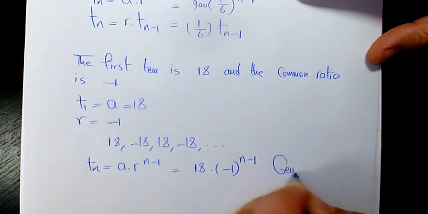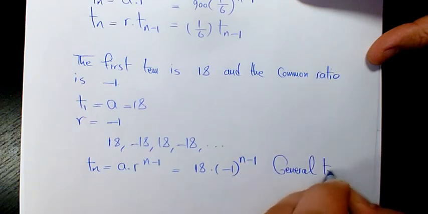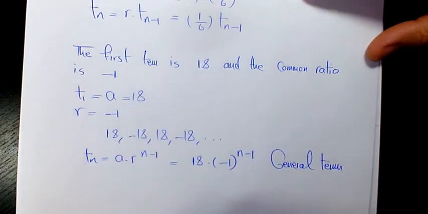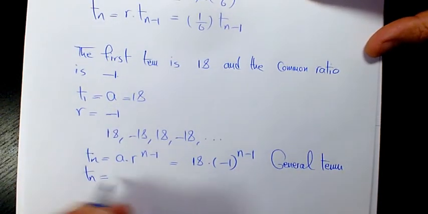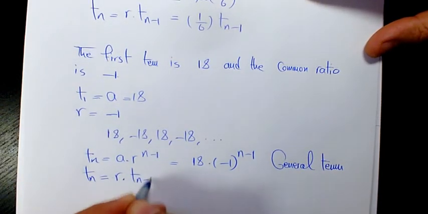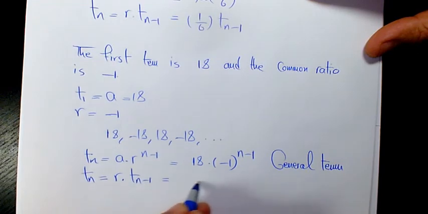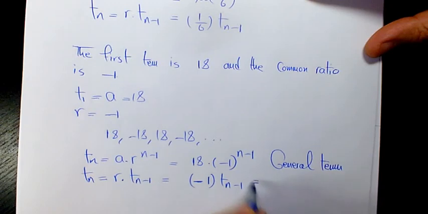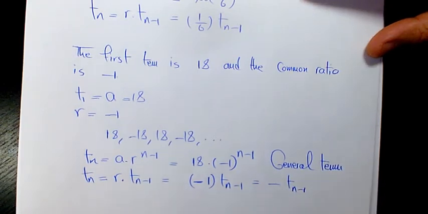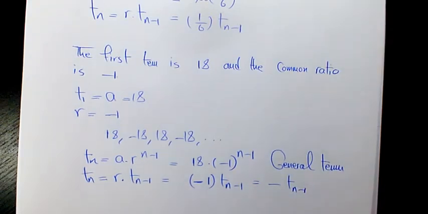That's going to be the general term. And the recursive formula is going to be Tn equals r times Tn minus 1. r is -1, so it's going to be -1 times Tn minus 1, or -Tn minus 1. You can write it like that as well.